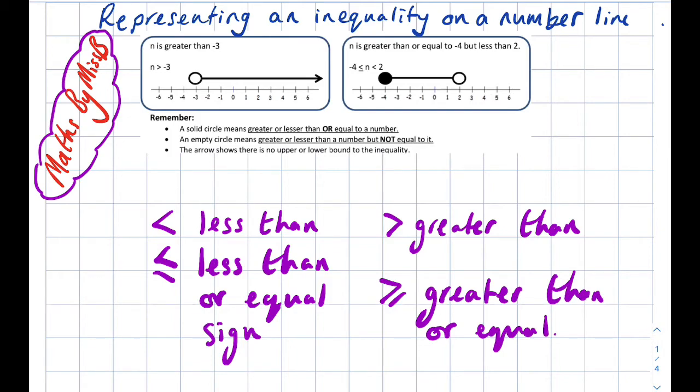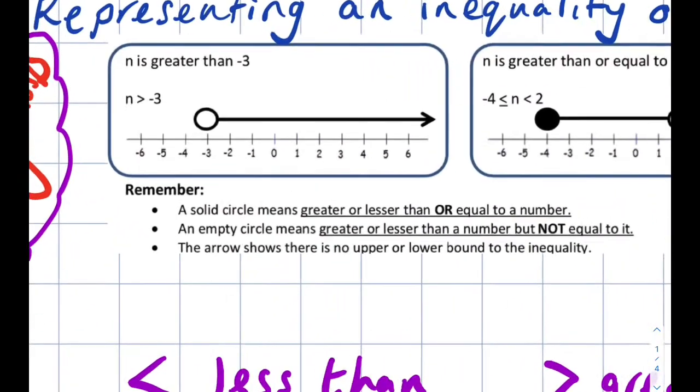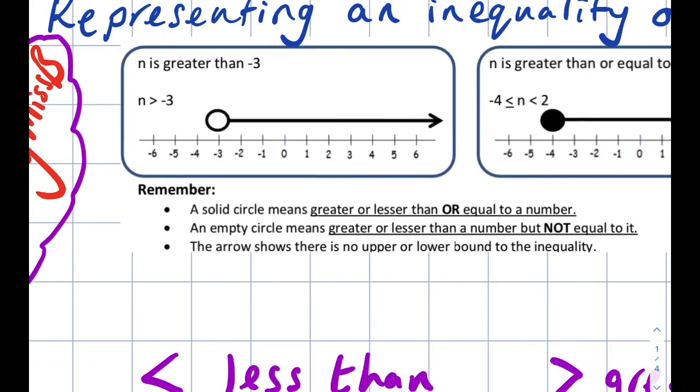So just zooming in on this one, let's see what this is representing. We've got n is greater than -3. That's just written in word format, and then as an inequality, it's written like this, where n is greater than -3. Now, what we need to be able to do is to represent this inequality on a number line.